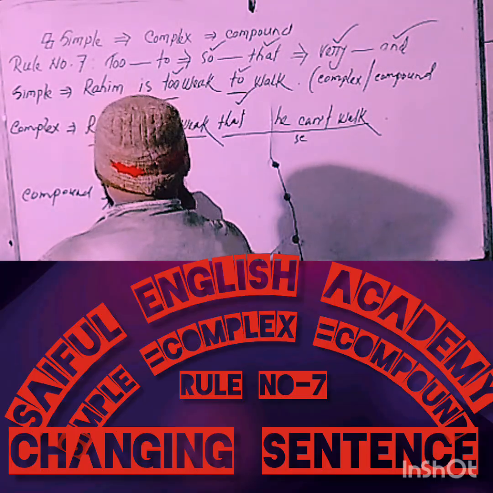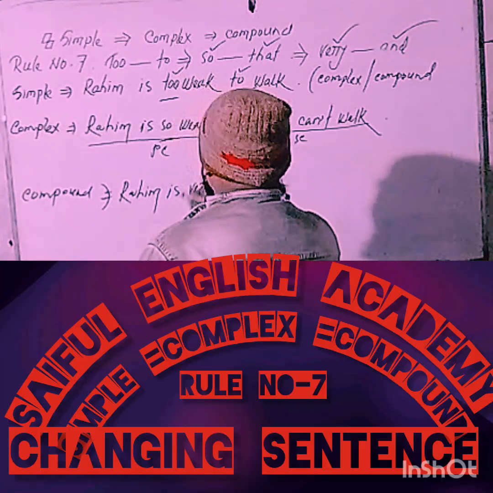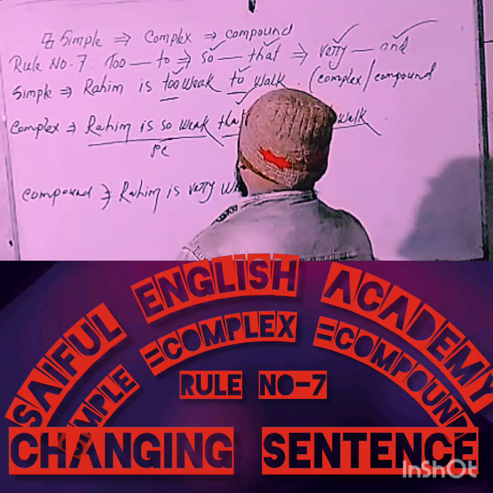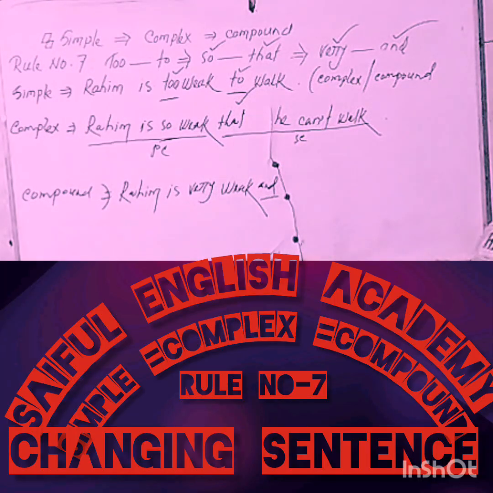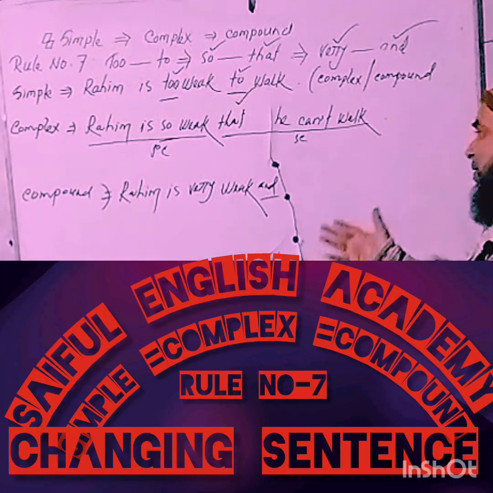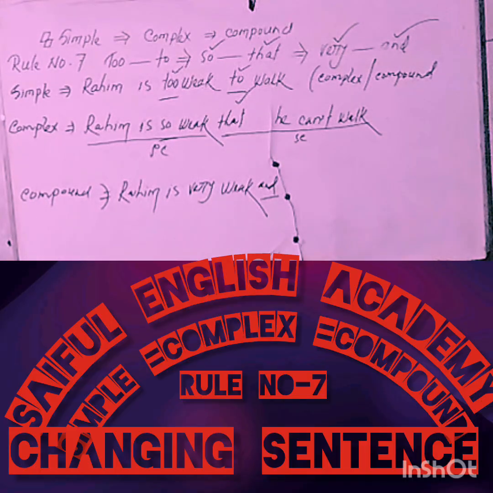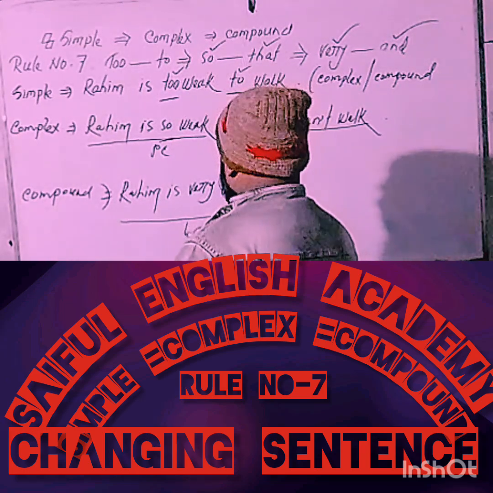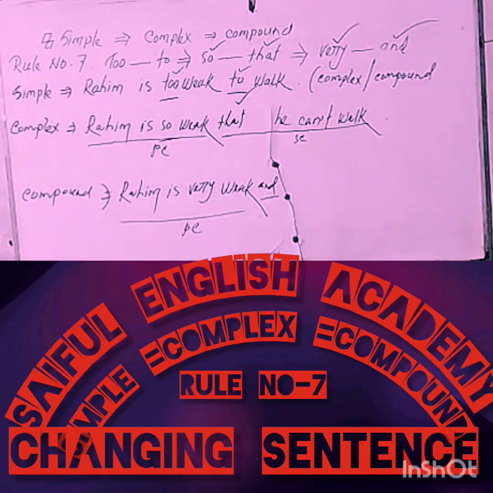Rohim is very weak and okay. Then learners, of course, you know that, my dear learners, we use a coordinating conjunction, and already we have gotten our principal clause. Our principal clause, Rohim is very weak, is a principal clause. Now we'll have to form another principal clause.